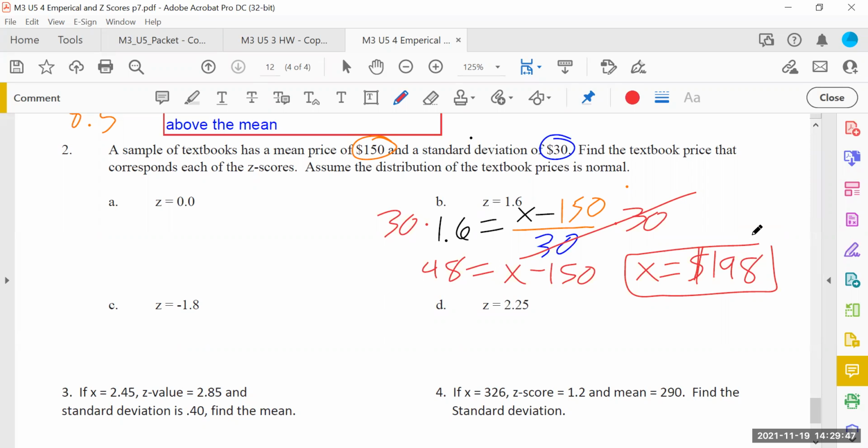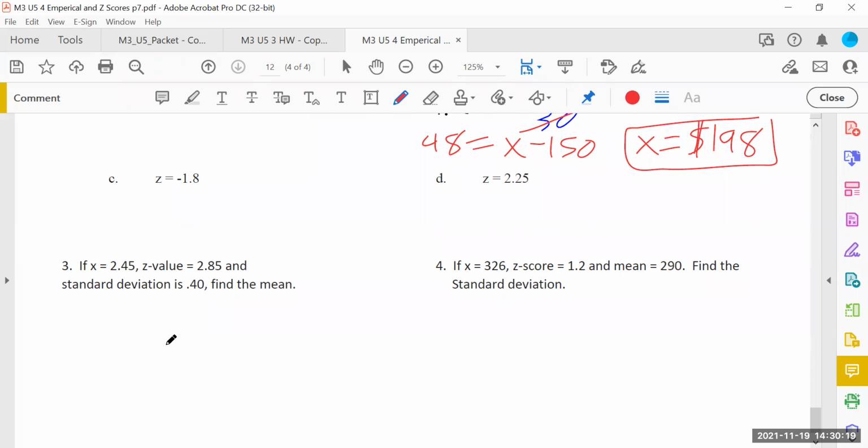So like here, if I look up 1.6, 0.9452, that means 94.5% of scores are less than that one. 94.5% of textbooks will cost less than $198. That would be the next step. We're not going that far, but that's the idea of where this would go if you take statistics next year. So let's do one more of these.